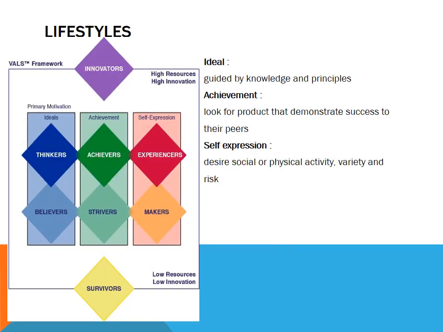These lifestyles are called the VALS framework. This framework gives you a picture of what the lifestyle is, comparing their primary motivation with their resources and innovation. The VALS framework, for this part, is based on United States values. In order to determine what kind of lifestyle you have, they use primary motivation, of which there are three types. The first one is ideals, then achievement, and self-expression.